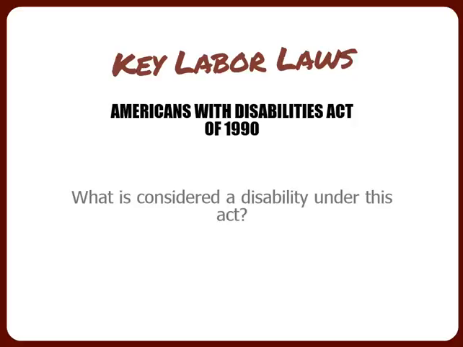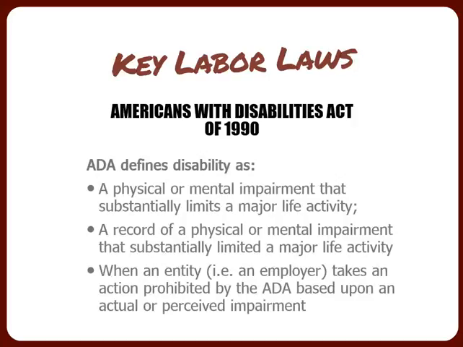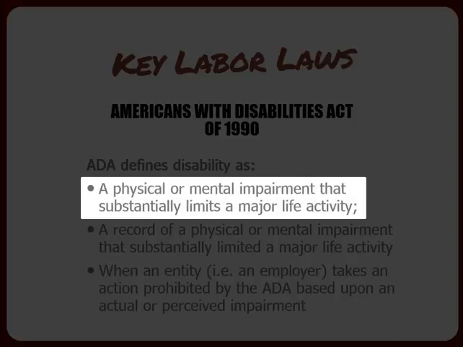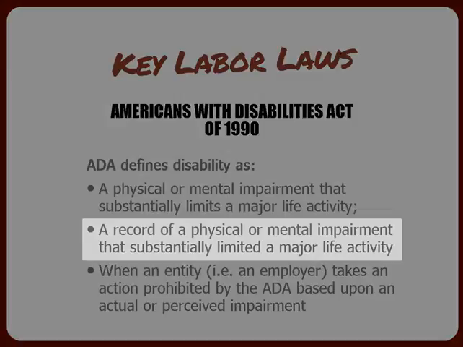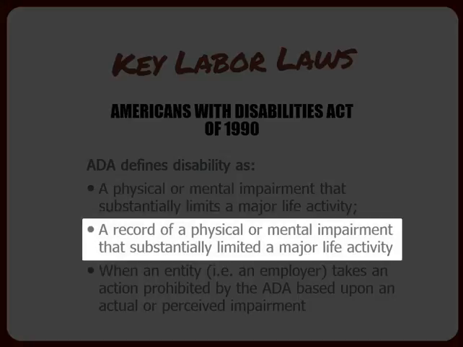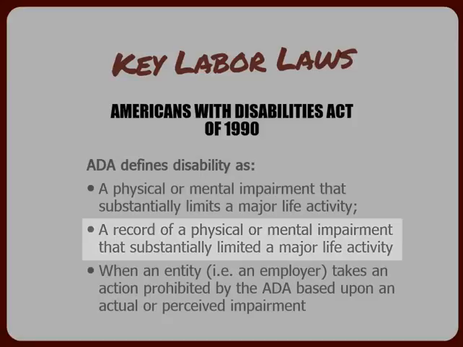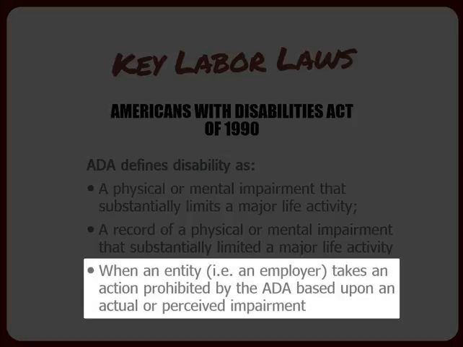So, let's review for a moment. What is considered a disability under this Act and is protected? Remember that under this Act, a disability is a physical or mental impairment that substantially limits a major life activity, or a record of a physical or mental impairment that substantially limits a major life activity, or when an entity, such as an employer, takes an action prohibited by the ADA based upon an actual or perceived impairment.